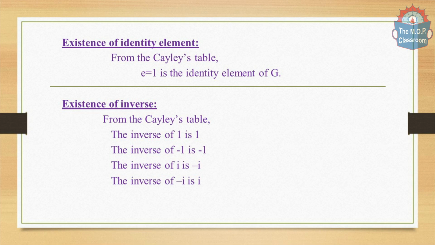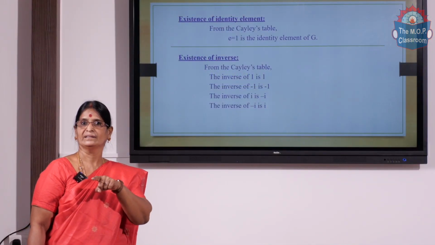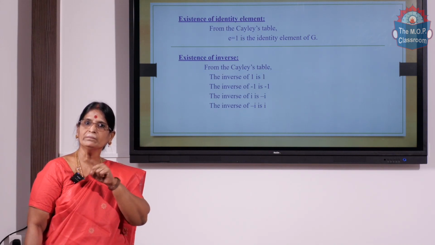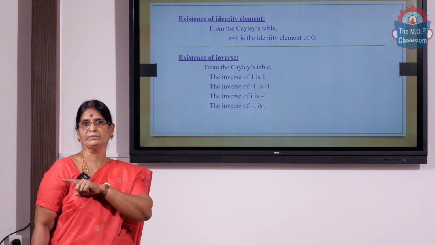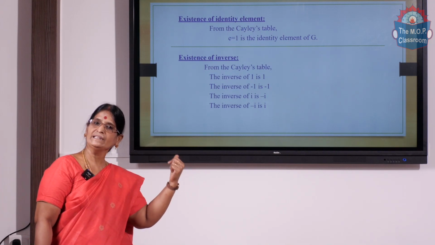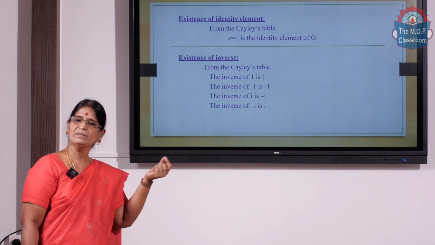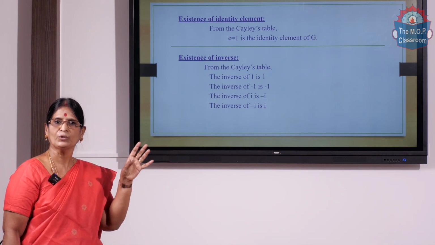Then, next, the inverse of i. If I multiply i by what element must I get the identity element 1? I have to check. So, i into minus i gives me minus i square, and i square value is minus 1. So, minus 1 into minus 1 gives me plus 1. So, the inverse of i is minus i. Similarly, the inverse of minus i is i. So, from the Cayley's table we can easily find the inverses of all the elements of G.